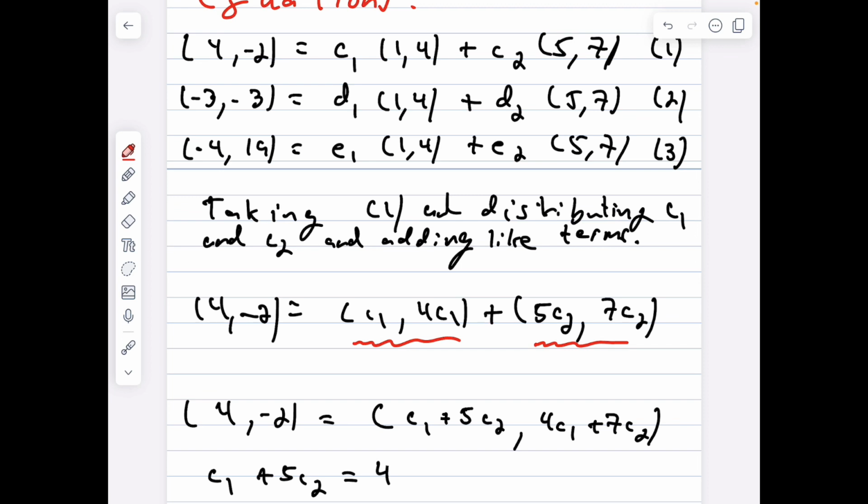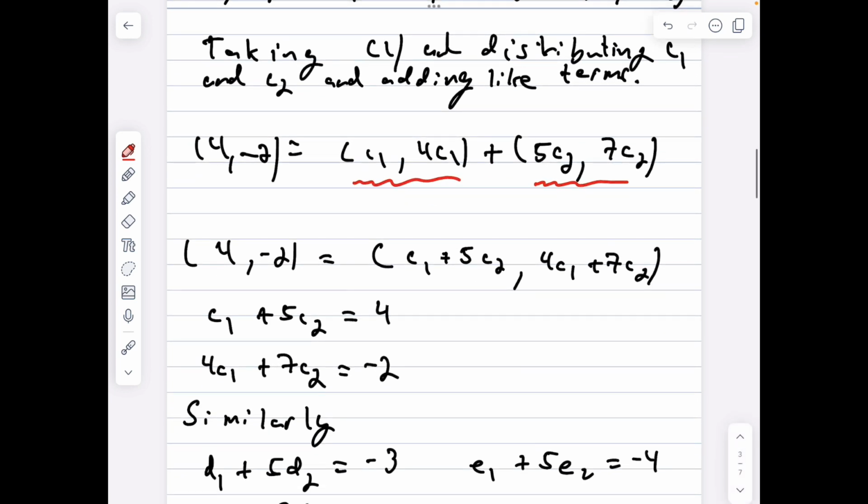I'm going to add the like components. So I'm going to add C1 and the 5C2 together. That'd be the first component. And then 4C1 and 7C2 together. And just basically using the operations of addition in Rn as a vector space, using the usual addition.